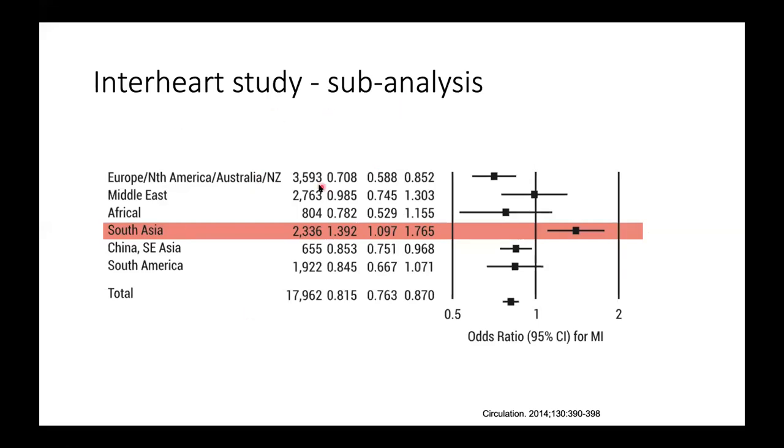In the INTERHEART study, which studied the first occurrence of myocardial infarction, what are the risk factors for myocardial infarction in South Asia and in the European population? Alcohol consumption, in relation to the first incidence of myocardial infarction, was found to be protective in Europe. In the Middle East, it was not having any effect. In the African population, it was not having any effect, but somehow it was trending towards beneficial. In China, it was found to be a little beneficial. But in South Asia, which includes India, Pakistan, Sri Lanka, Bangladesh and Nepal, it was found to be harmful. There was almost 40% increased chance of first myocardial infarction when the patient was having regular alcohol intake.